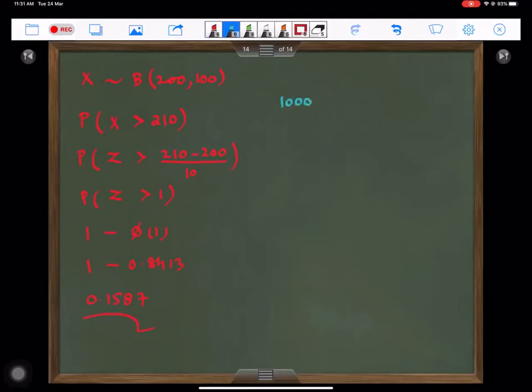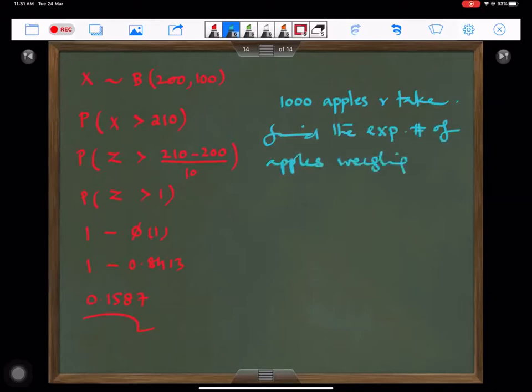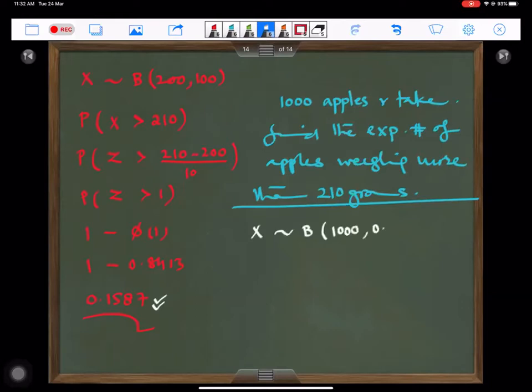If I say 1,000 apples are taken, find the expected number of apples weighing more than 210 grams. So this is the probability that you have obtained more than 210. So you would write x follows a binomial distribution 1000, 0.1587. Expected value, that is np, that is 1000 into 0.1587, which is 158.7.